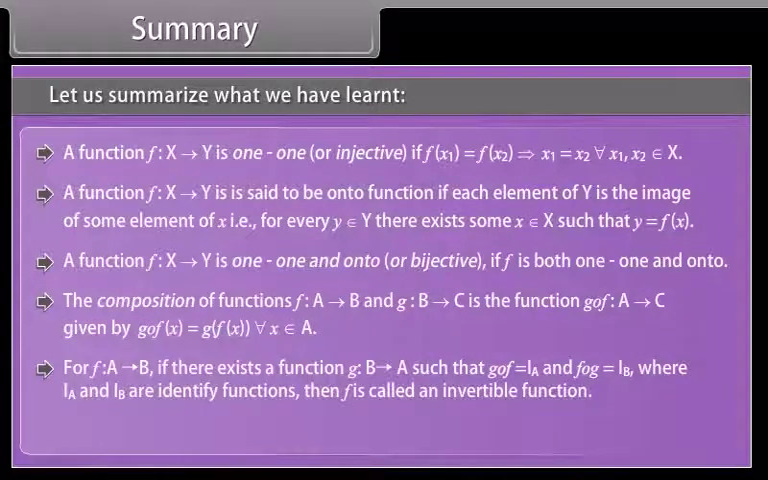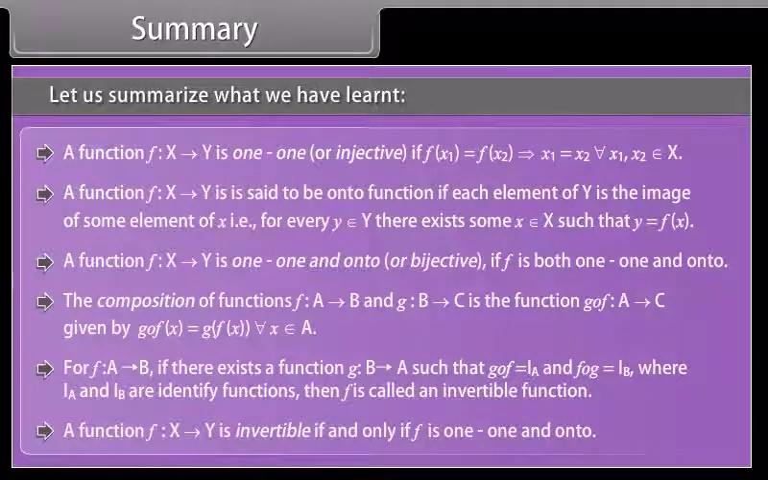For function f from A to B, if there exists a function g from B to A such that gof equals I_A and fog equals I_B, where I_A and I_B are identity functions, then f is called an invertible function. A function f from X to Y is invertible if and only if f is one-one and onto.